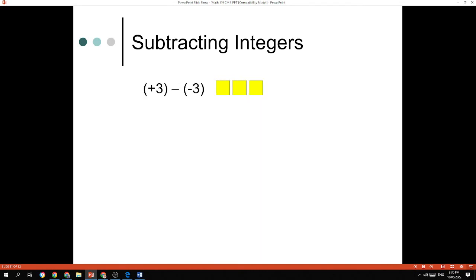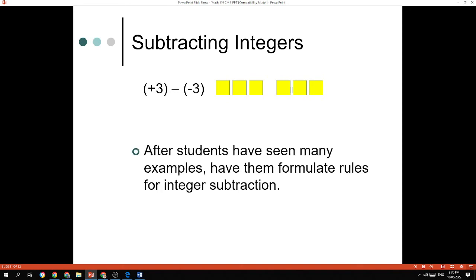Same thing with this one. I have positive 3. I want to take away -3, but I don't have red squares. So I'll be adding three zero pairs. Then I take away -3, and I'll be having the answer there. After students have seen many examples about subtraction, let them formulate rules for integer subtraction.